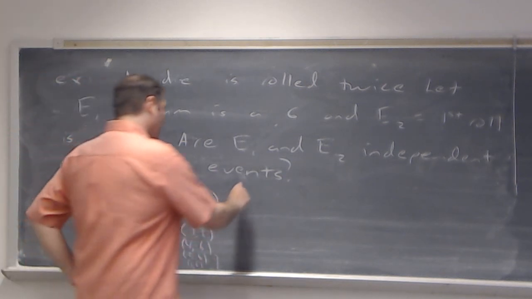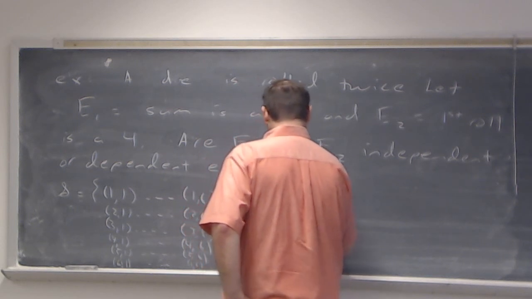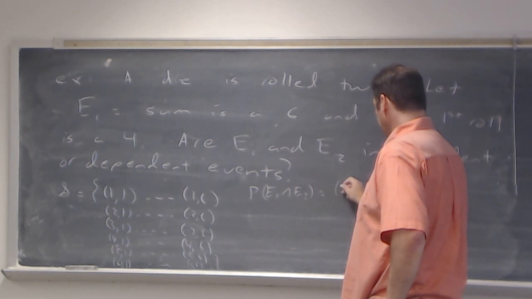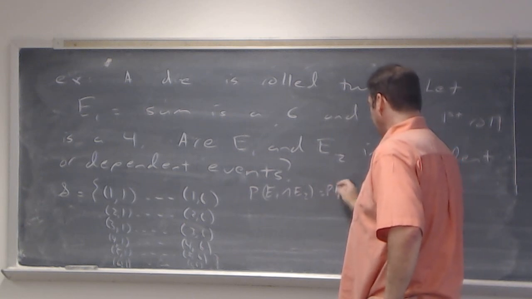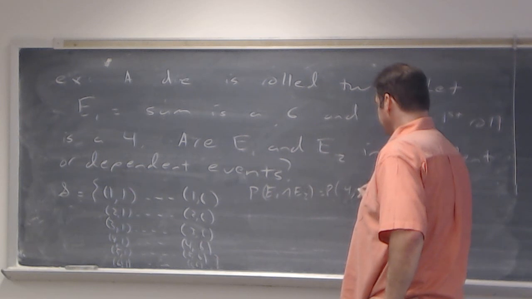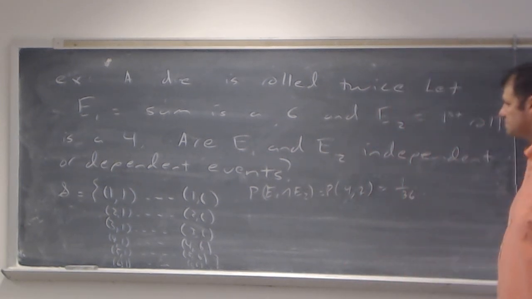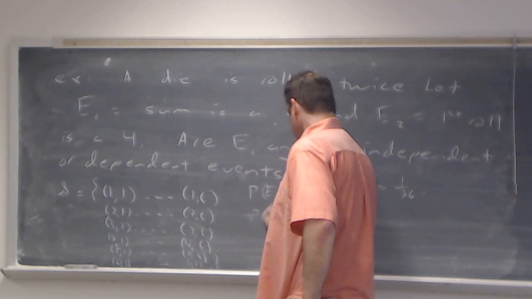Okay, the probability of E1 intersect E2, what is that? That's the probability that the first roll is 4 and the sum is 6. That means the first roll is 4, and for the sum to be 6, the second would be 2. This is 1 out of 36. So what's the probability of E1?